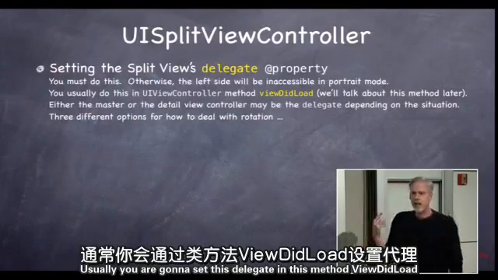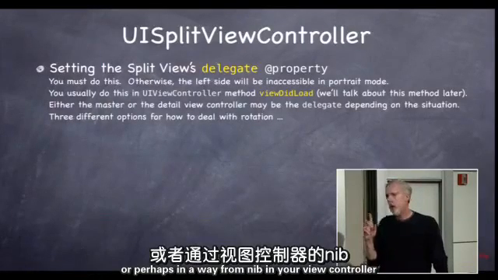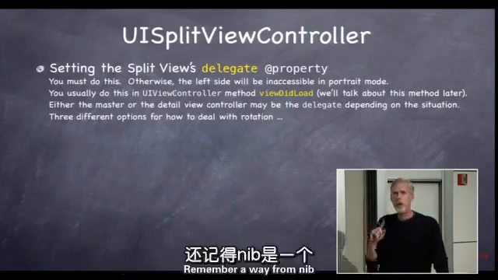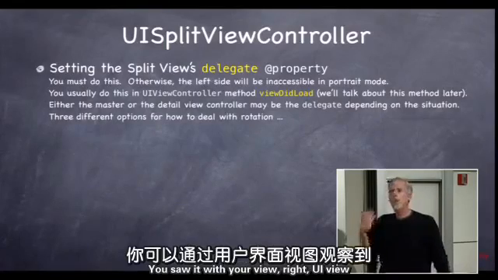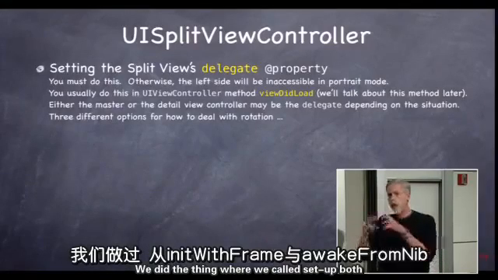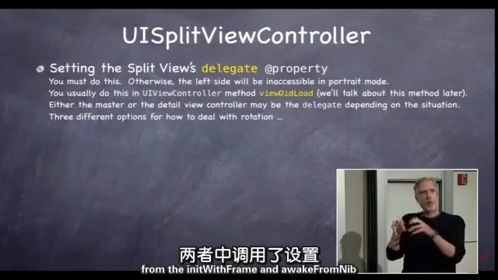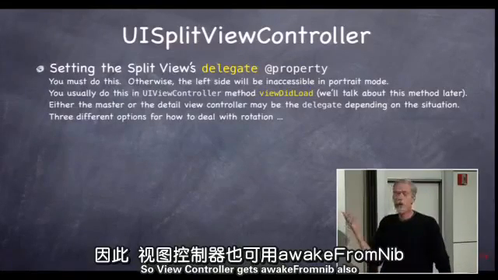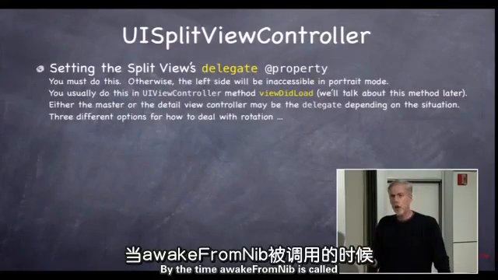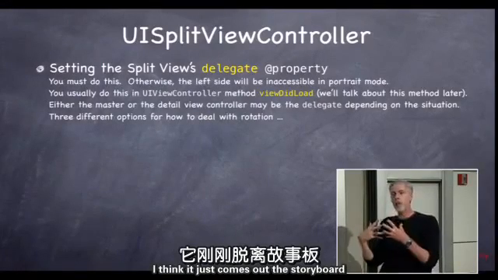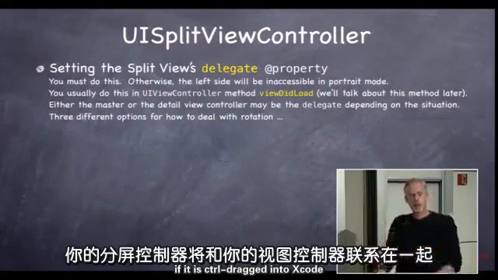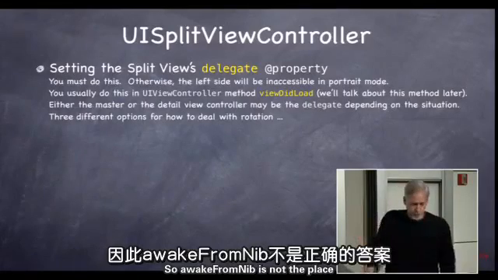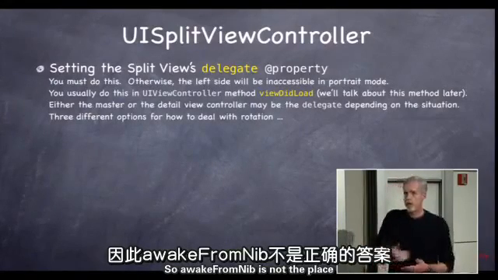Usually you're going to set this delegate in this method viewDidLoad, or perhaps in awake from nib in your view controller. Remember, awake from nib is a method that's sent to every single object that comes out of a storyboard. You saw it with your UI view, it gets awake from nib, and we did the thing where we called setup both from init with frame and from awake from nib. Remember that? So view controllers get awake from nib also. And by the time awake from nib is called, which is pretty early in the game, like the thing had just come out of the storyboard, your split view controller will be associated with your view controller if it's control dragged into in Xcode. So awake from nib is another place, and we'll use awake from nib in our demo.